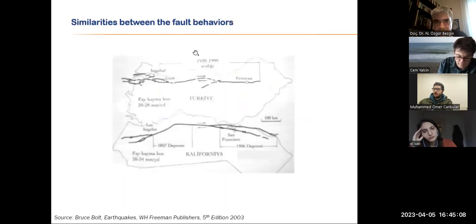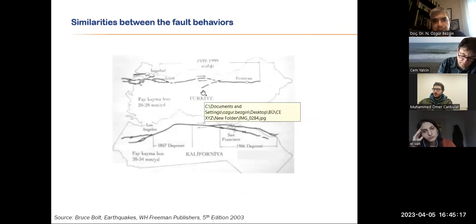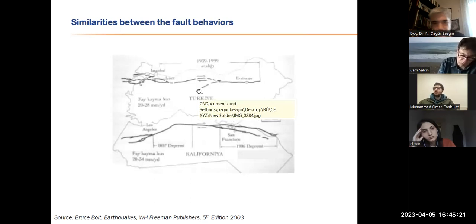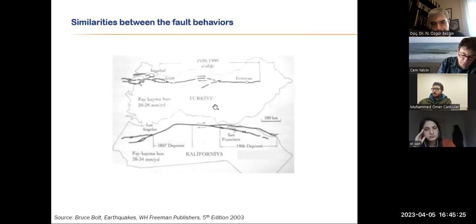There are some similarities between the fault behaviors of Turkey and California, for example. They are both strike-slip type faults. And the way they behave, the way they function, the way they evolve are quite similar. So in terms of examples, we have good examples to compare ourselves to.